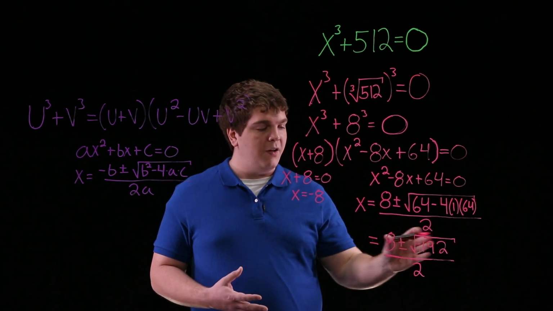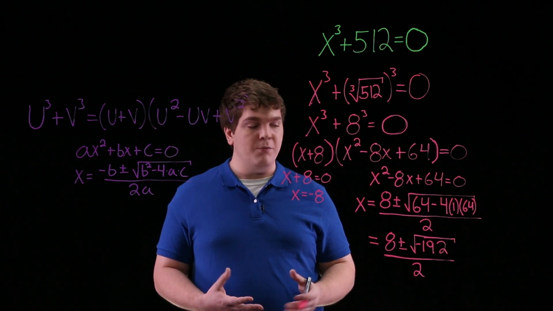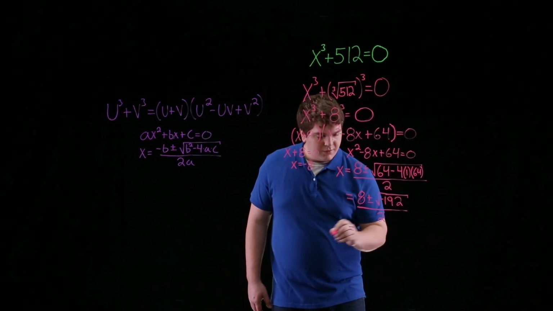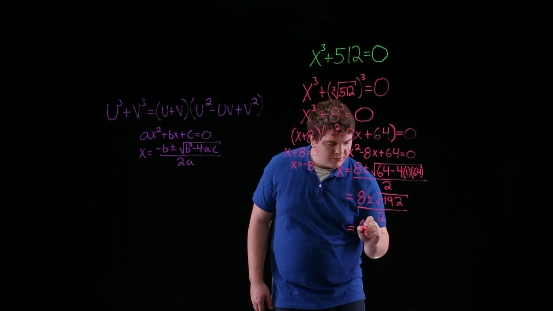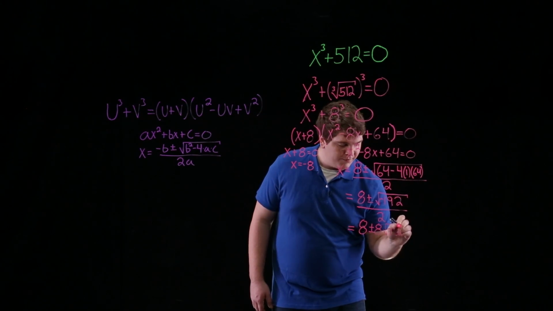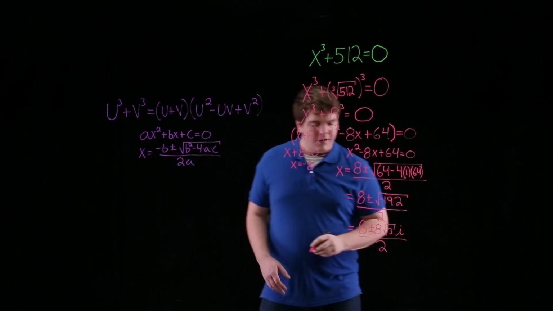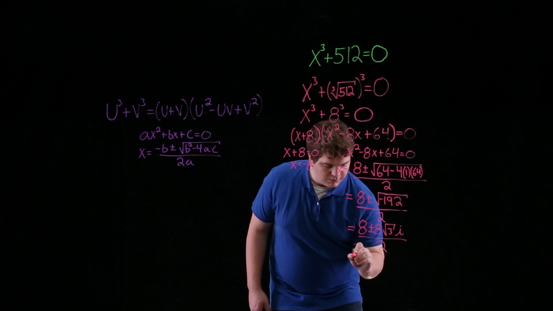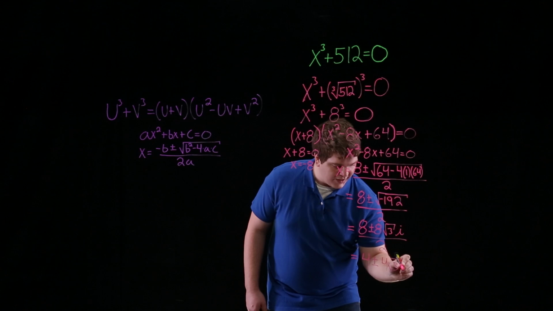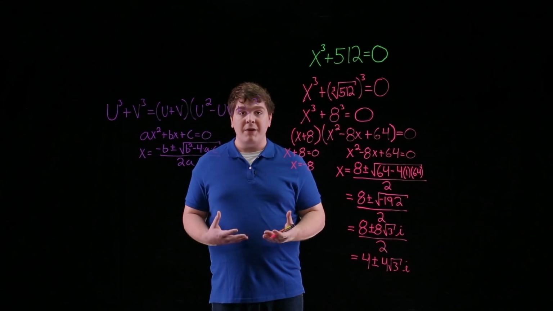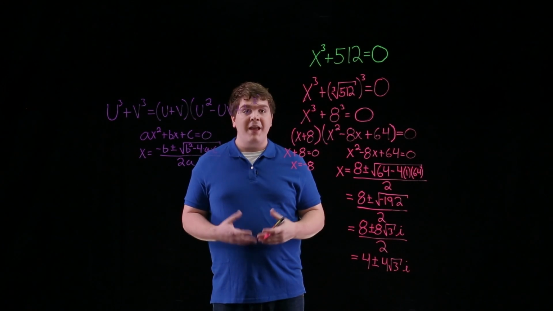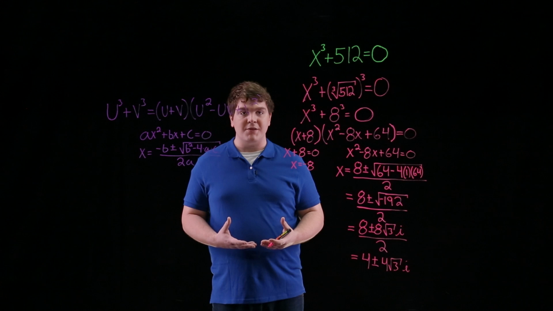So here, we'll want to note that the square root of -192 is equal to 8 times the square root of 3 times i. So our answer simplifies to 8 plus or minus 8 times the square root of 3i, all divided by 2. And finally, this simplifies to 4 plus or minus 4 times the square root of 3i. Now we have three solutions. x equals -8, x equals 4 plus 4 times the square root of 3i, and x equals 4 minus 4 times the square root of 3i.